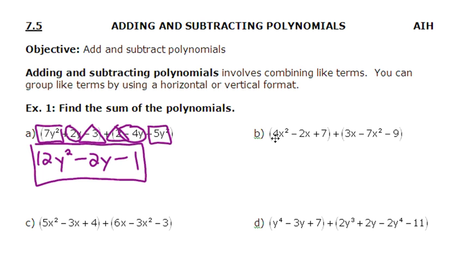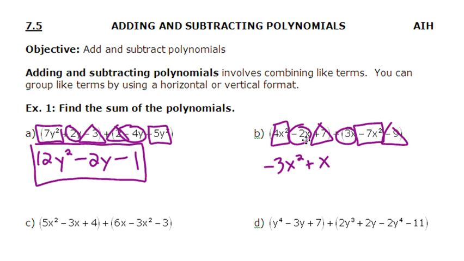If I look at B, I'm going to do the same thing. I'm going to start with the highest exponent. The highest exponent is an x squared. So I have 4x squared and a negative 7x squared. Remember, we always look at the sign in front. So 4 plus negative 7 is negative 3. So I have negative 3x squared. Then I go to the x's. Negative 2x and positive 3x. Negative 2 plus 3 is positive 1x. Then I go to the regular numbers. 7 and negative 9. 7 plus negative 9 is negative 2. Now I'm done.